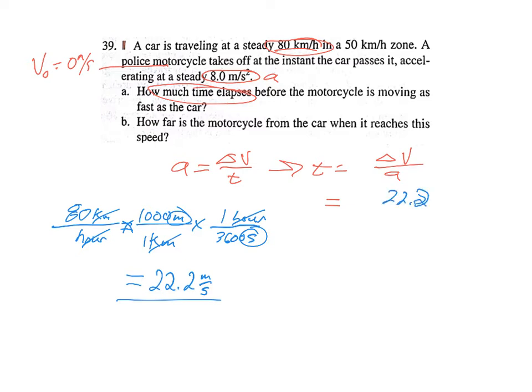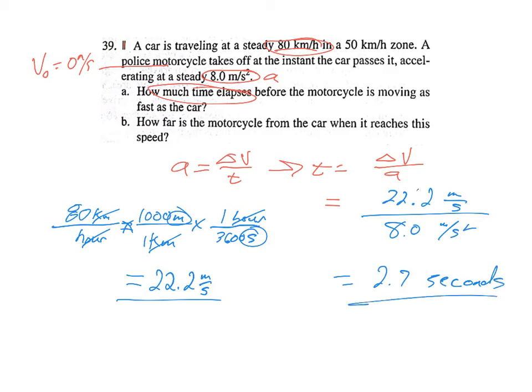So my change in velocity is 22.2. That's a 2, believe it or not. 22.2 meters per second divided by my acceleration of 8 meters per second squared. I'll just leave that number in my calculator. Divide by 8. I'm going to get 2.7 seconds. Okay, part A is done. Everybody say, yay! Yay!